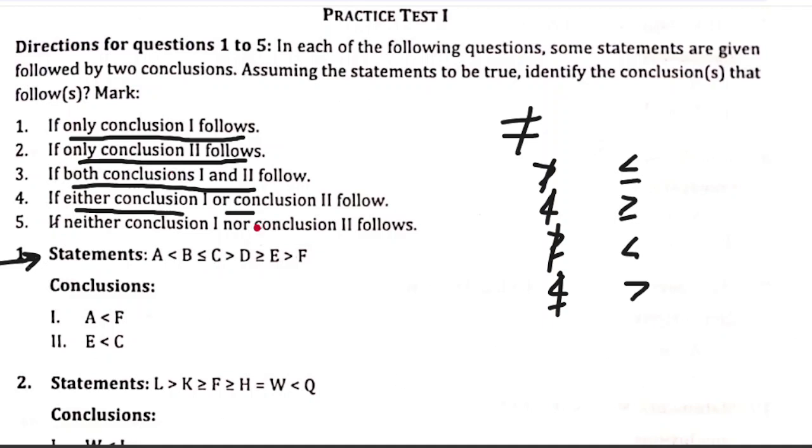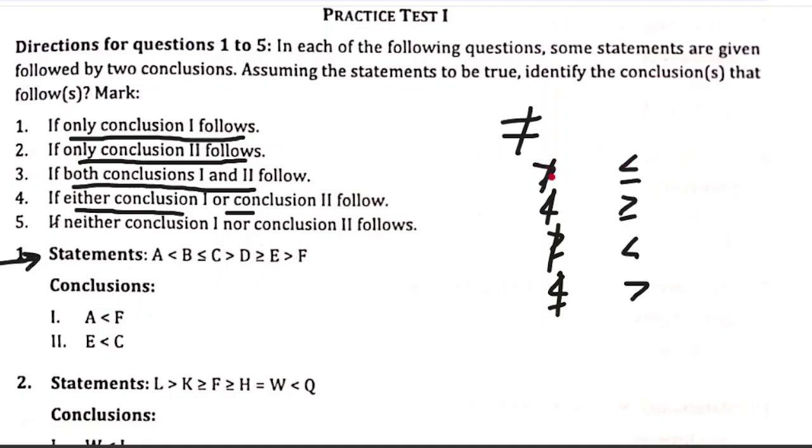We are doing inequalities. Please understand that carefully. There are 5 options which we have: only conclusion one follows, only two follows, both, either, neither. The signs are in front of you. Not equal to means unequal.